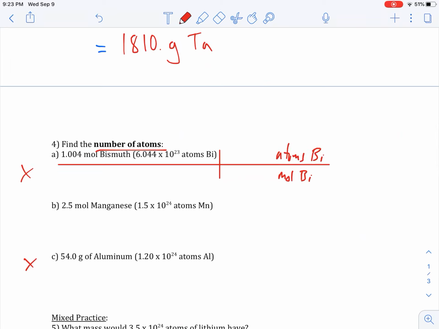And that gives us 6.046 times 10 to the 23rd atoms. I know it says 6.044 here, but that is not the answer I get when I plug this in.